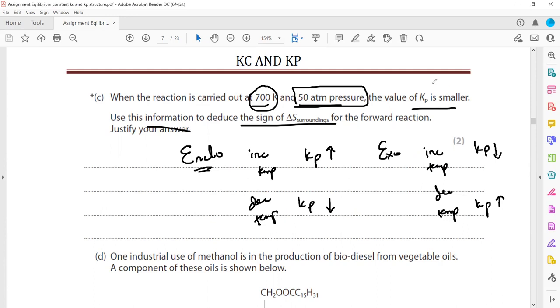As I mentioned, when the reaction is carried out at 700, that is a high temperature. When the temperature is high, the value of the Kp is small. So with an increase in temperature, the value of the Kp is small. What it shows is that the forward reaction is exothermic.